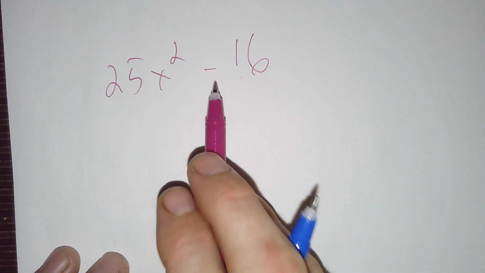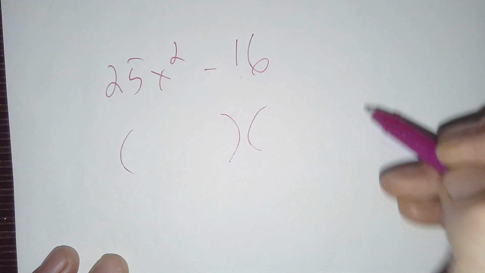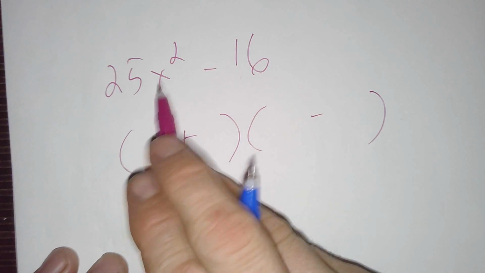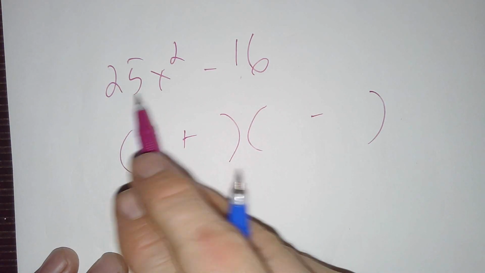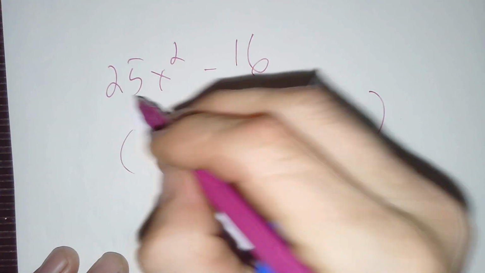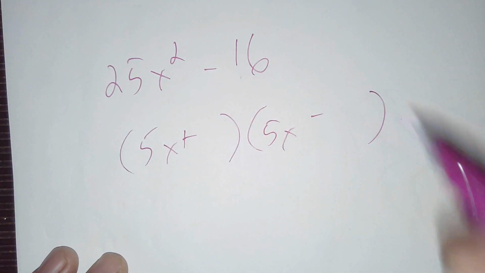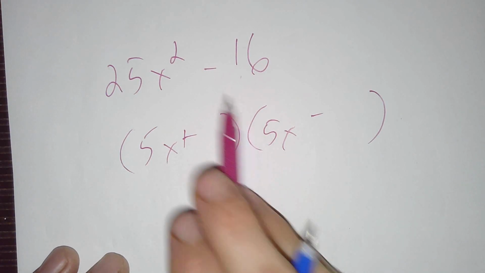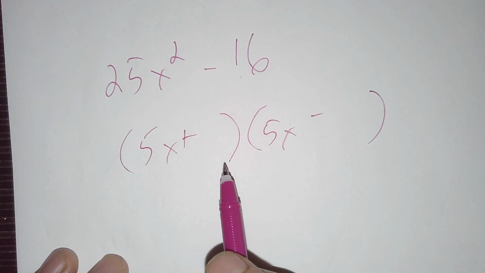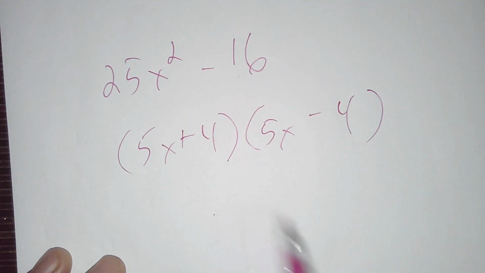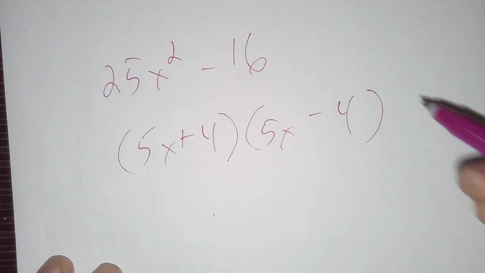Okay, so when I have the difference of squares, I set up my parenthetical pair with a positive and a negative. Then I take the square root of this term, the coefficient and the variable. So the square root of 25 is 5, the square root of x squared is x, and I put it here and I put it here. Then I have negative 16, right? The square root of 16 is 4 and 4, and there I have my two factors.